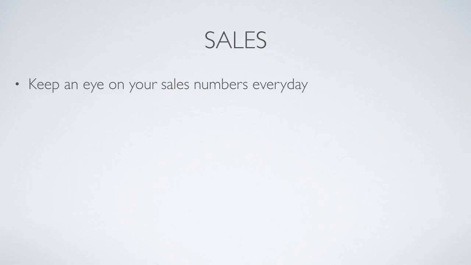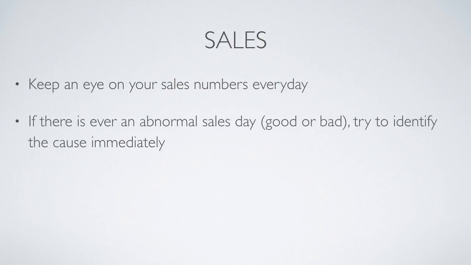I advise making this a consistent time of day. So whether it's at the beginning of the day to look at the sales of the previous day, or if you're looking at the sales numbers at the end of the day for the current day, that exact day earlier on, whatever sales you had, just keep a consistent time every day. If there's ever an abnormal sales day, good or bad, so if you had an influx in sales or if you had a really bad day in sales, worse than normal, then you want to try to identify the cause immediately.